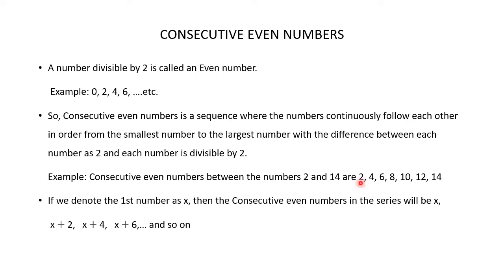In this example, if x is equal to 2, then the next number will be x plus 2, that is 2 plus 2, which is 4. The next number will be x plus 4, that is 2 plus 4, which is 6. The next number will be x plus 6, which is 2 plus 6, that is 8, and so on.